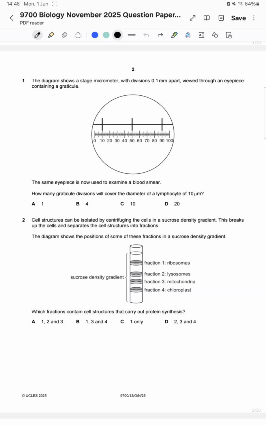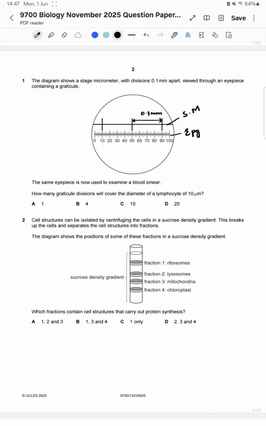So starting with the first one, it says the diagram shows a stage micrometer, which is this stage micrometer, with divisions 0.1 mm, which is basically they are referring to this area. This is 0.1 mm viewed through an eyepiece containing a graticule. That's your eyepiece graticule that you can see. The same eyepiece is now used to examine a blood smear. How many graticule divisions will cover the diameter of a lymphocyte of 10 micrometer?